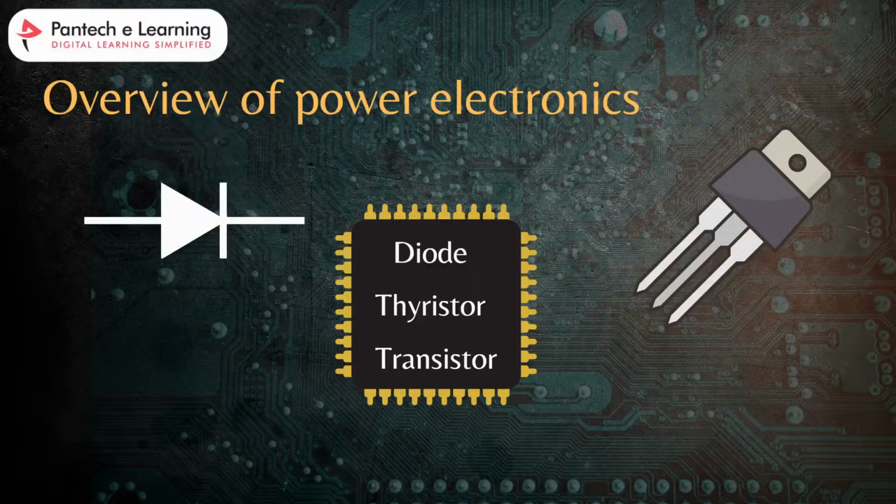The first one is the diode. What is meant by a diode? It is like a one-way street for electricity. Current flows in one direction, but the diode stops it from going the other way. This is really useful because in many cases we only want the current to move in a specific direction. For example, when we need to change alternating current, which changes direction, into direct current, which flows in one direction, the diode helps make that happen.